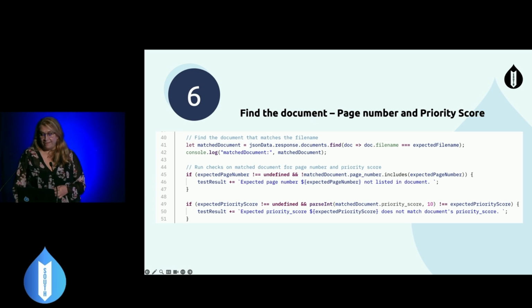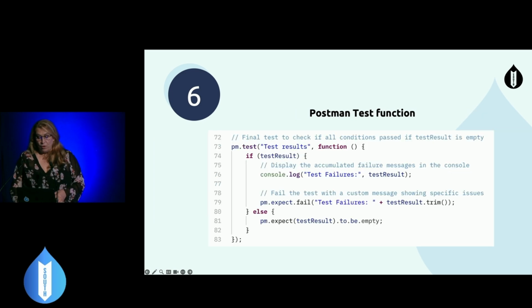Finally, we create our tests to compare the results. For each test, we first need to make sure our expected document is actually in the results, otherwise that's a fail. We search by expected file name to get our match document, and then we want to check our page number is in that result for that match document. If it isn't there, we'll need to add a failed message to the test result. Same for the priority score. If it doesn't match, something's wrong. So to pass each test, we expect that the test result string will be empty. That's no errors for that iteration.